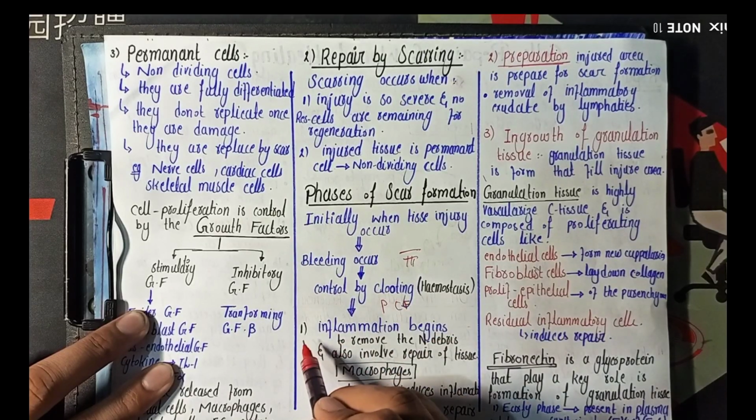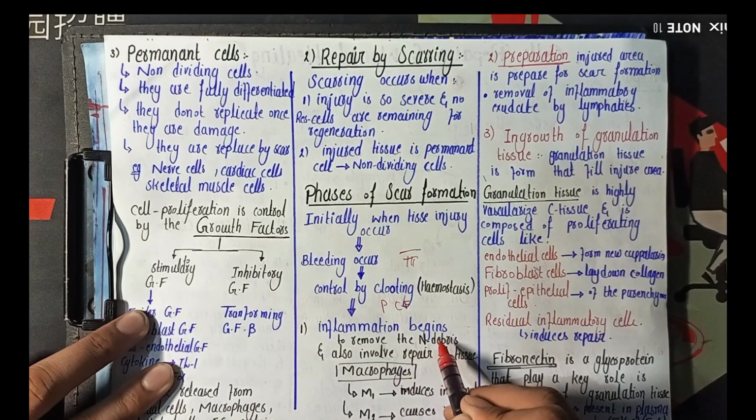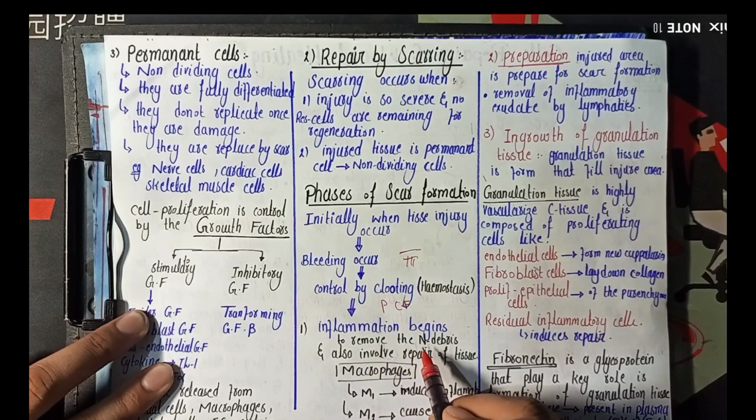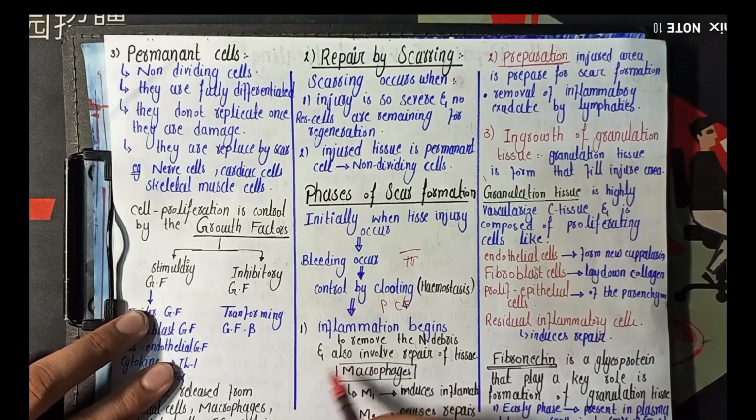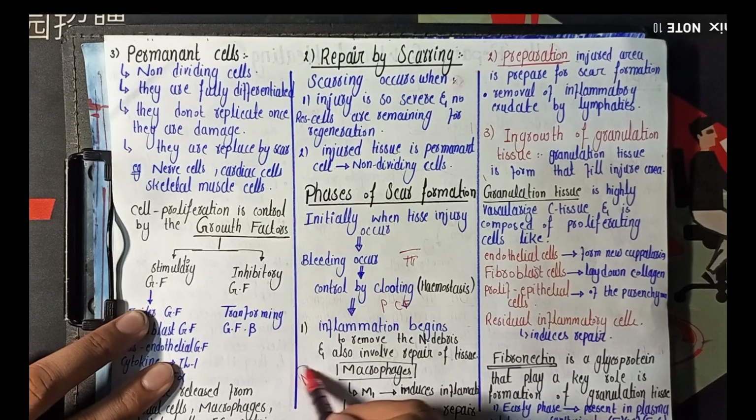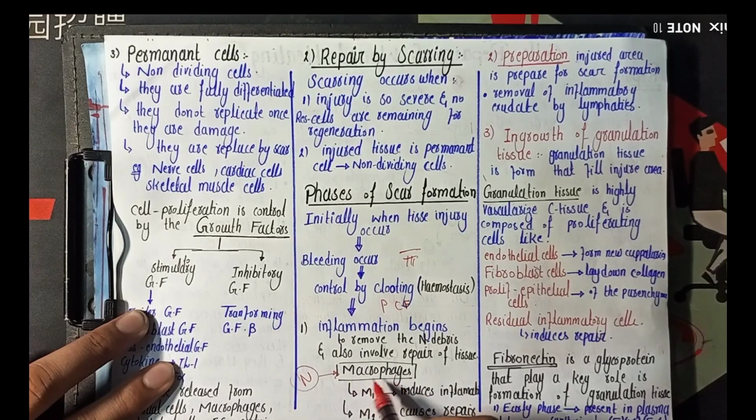After the blood clotting, then the process of the inflammation begins, and this inflammation removes the necrotic debris of the necrotic tissue, and the inflammation also induces the process of the repair. And the inflammation involves different types of cells. Initially, there are neutrophils and later on, these neutrophils are replaced by the macrophages, and the macrophages have two types: M1, which are the classically activated macrophages. They are involved in the process of inflammation, and the M2 cells, which are the alternatively activated macrophages. They cause the repair of the tissue.